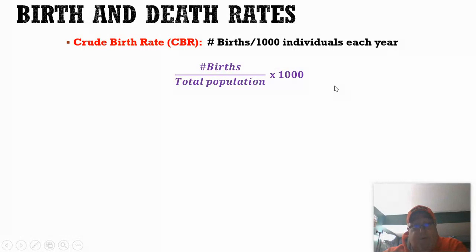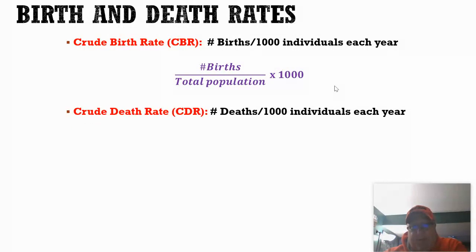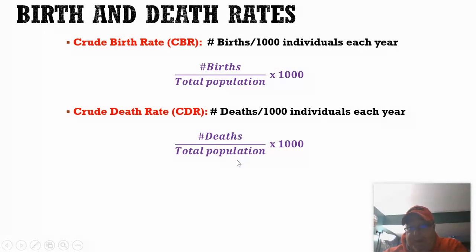And the same thing goes for what we call the crude death rate. Crude death rate is how many deaths per 1,000 individuals every single year. So again, if you know how many deaths there are and you know what the total population is, just divide those two things, multiply it by 1,000, you'll figure out your crude death rate.